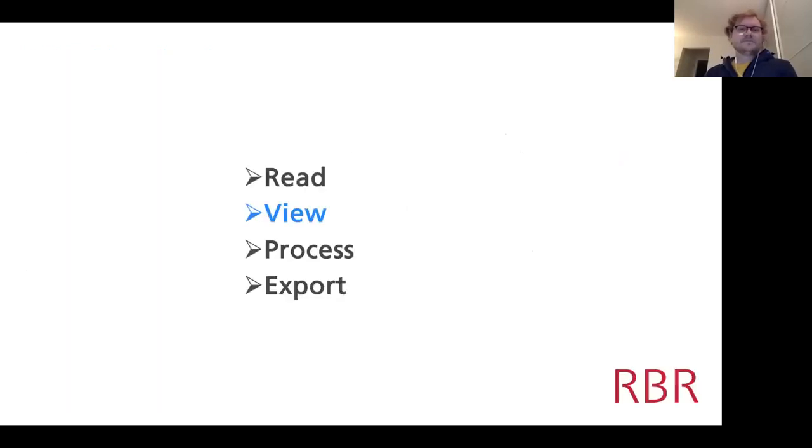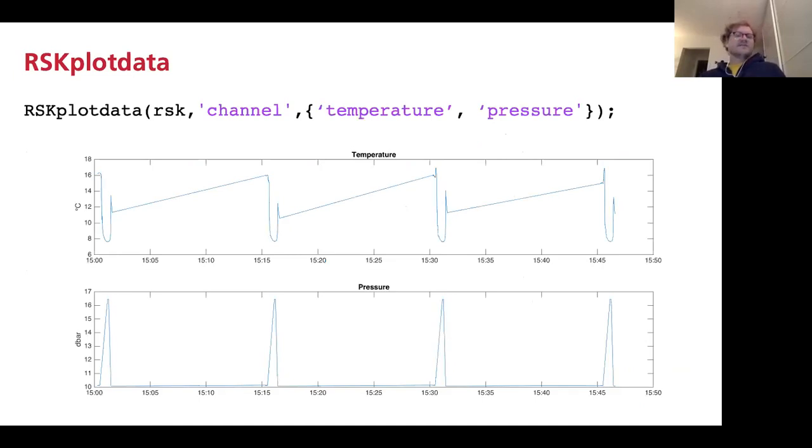I'm going to be mindful of the time here, because I'm going quite slow. We have functions to plot. So RSK plot data, if you want to plot the time series, you can do so with RSK plot data. Channel, there's temperature. In this case, you can tell it which channels to plot. If you don't specify a channel, it'll plot all of the channels.